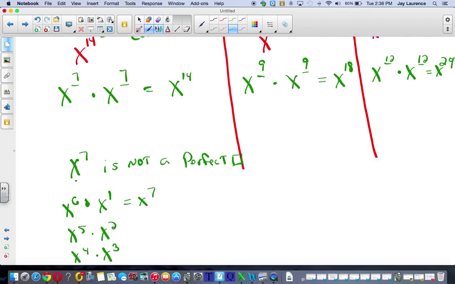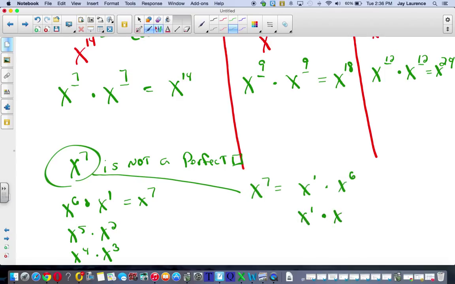I could think about it as a factor of the perfect square in another number. I could say x to the 7th is the same as x to the 1st times x to the 6th. And x to the 6th is a perfect square. X to the 1st times x cubed times x cubed. But notice, I don't look at the exponent and go, oh, it's not a perfect square, therefore no. I break it down.